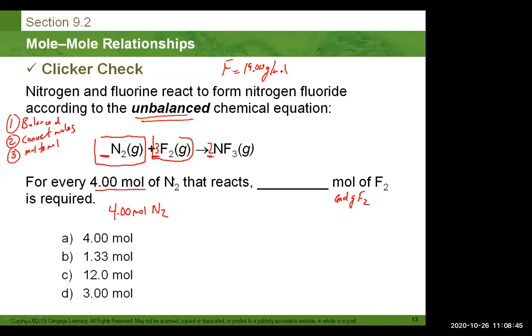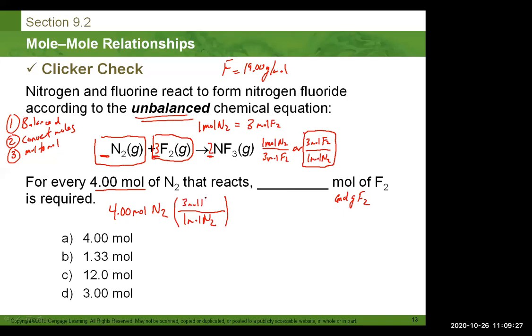From the balanced equation, what we see is for every 1 mole of N2 we put in there, we also need to put in there 3 moles of F2. Again, that's going to give us 2 conversion factors, 1 mole of N2 over 3 moles of F2, or 3 moles of F2 over 1 mole of N2. Here we're starting with N2, so we want to get rid of it. So we will use the conversion factor on the right. That gives us 1 mole of N2 on the bottom and 3 moles of F2 up on top. Again, that is the mole-to-mole relationship from the balanced equation.